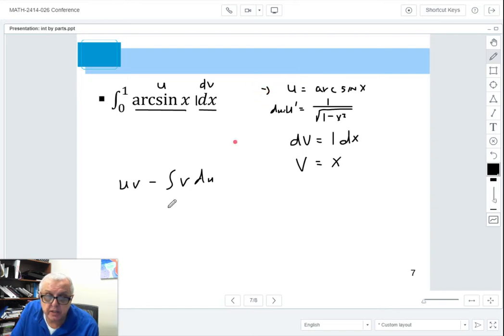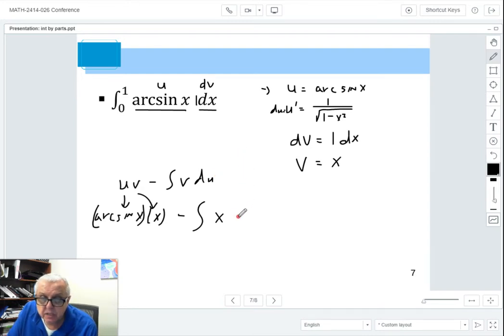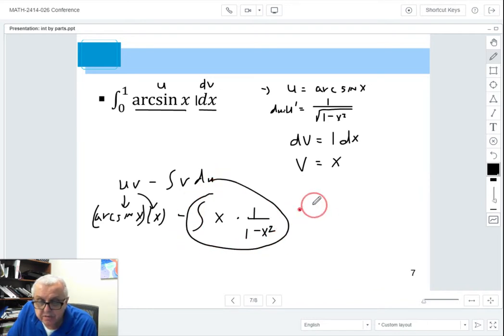U up here ends up being arc sine x. V is just x. Minus integrating v, which is x, and du is 1 over the square root of 1 minus x squared. So on the side, I need to look this up if I have this on my formula sheet, x over 1 minus x squared.